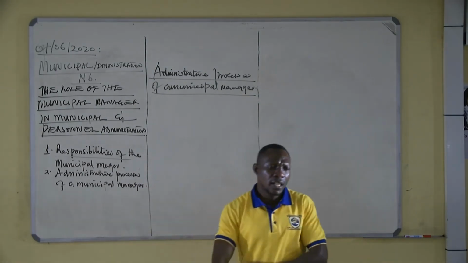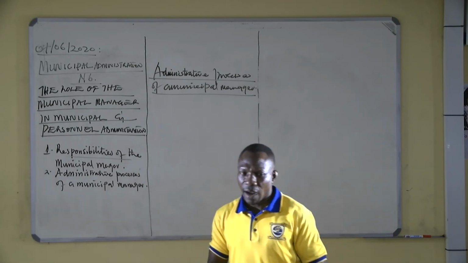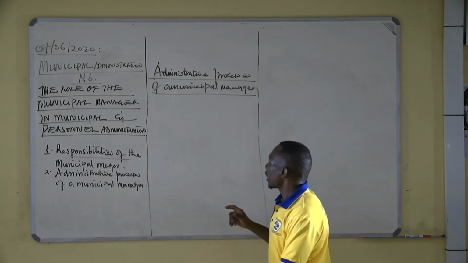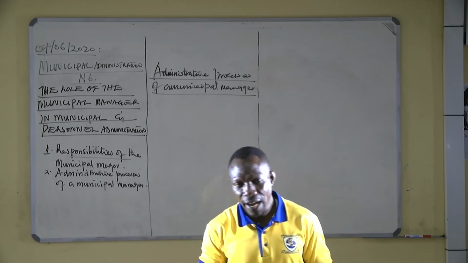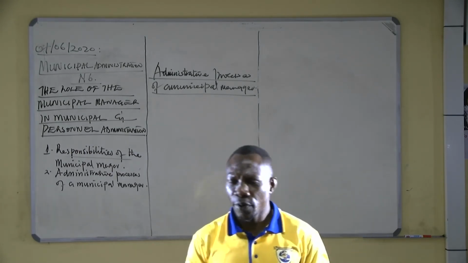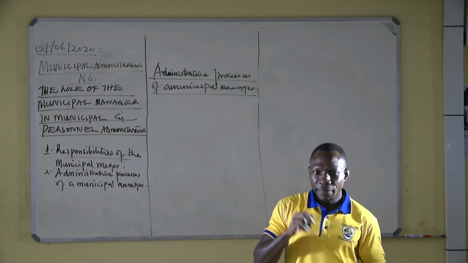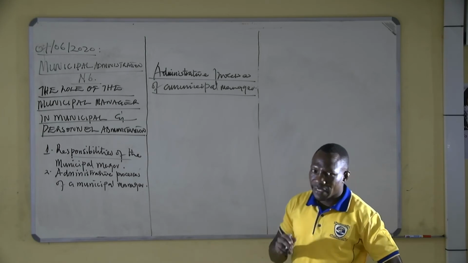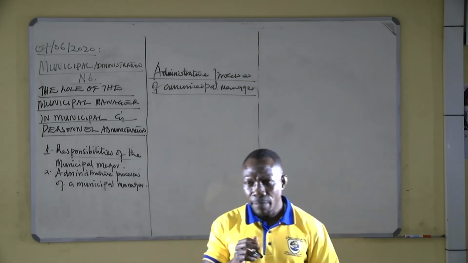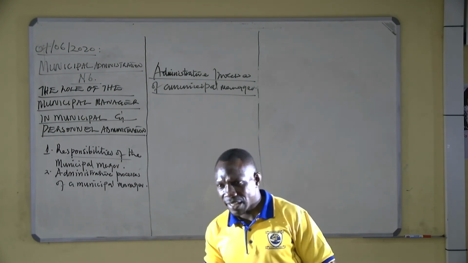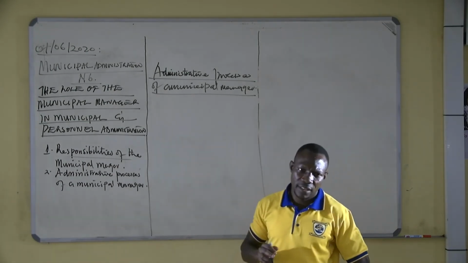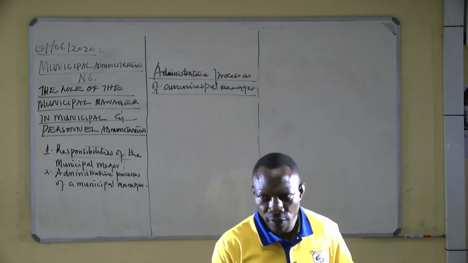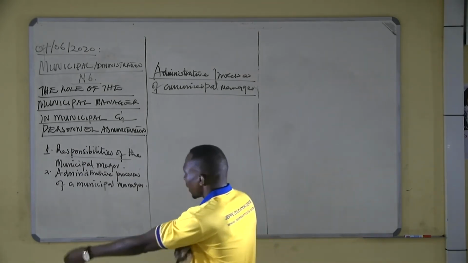Now, it should also be noted here that a municipal manager, as a public manager, should be able to apply the 6 administrative processes and other functional activities of personnel administration, as we are going to see here.